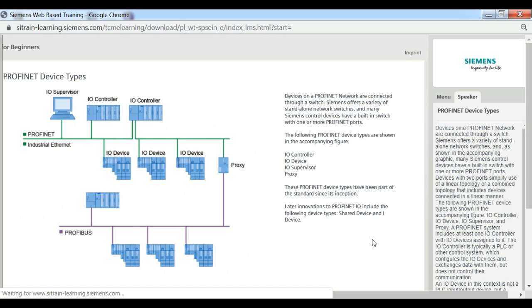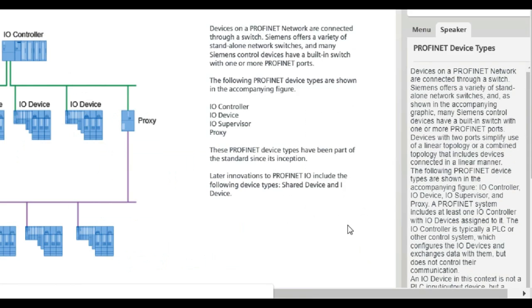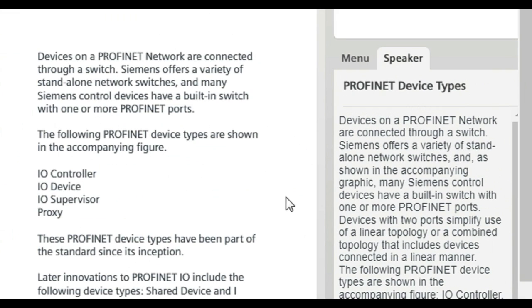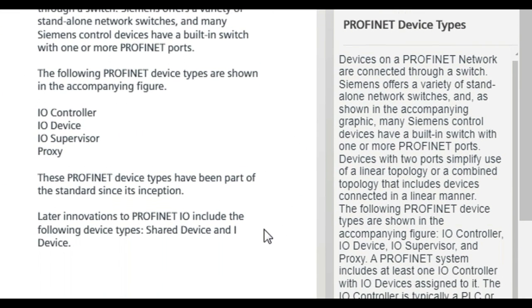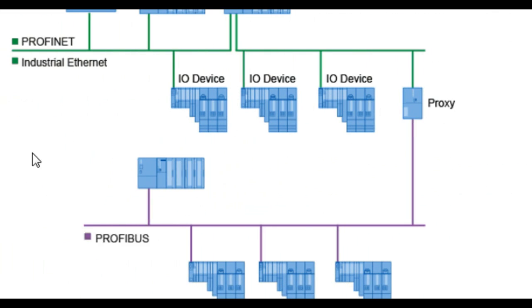The following Profinet device types are shown in the accompanying figure: I/O controller, I/O device, I/O supervisor, and proxy. A Profinet system includes at least one I/O controller with I/O devices assigned to it. The I/O controller is typically a PLC or other control system which configures the I/O devices and exchanges data with them but does not control their communication.